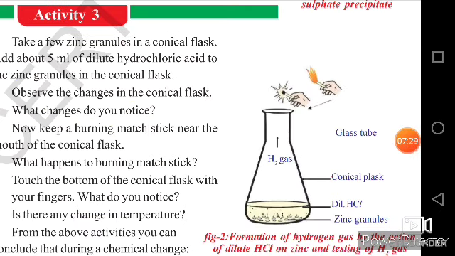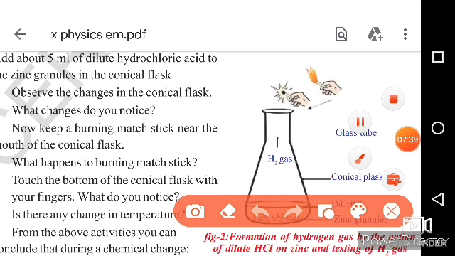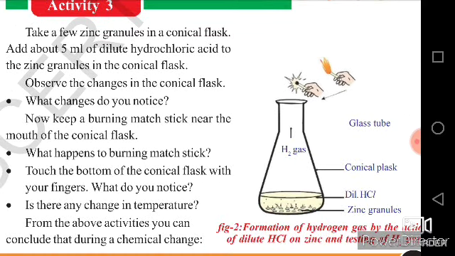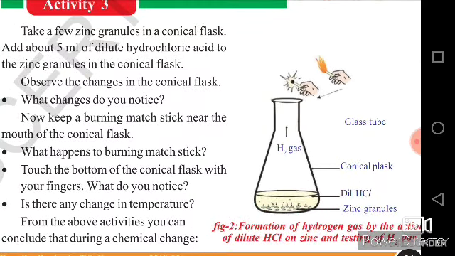Next, look at activity 3. Take a few zinc granules in a conical flask, add about 5 ml of dilute hydrochloric acid. And to this acid, we should add zinc granules.